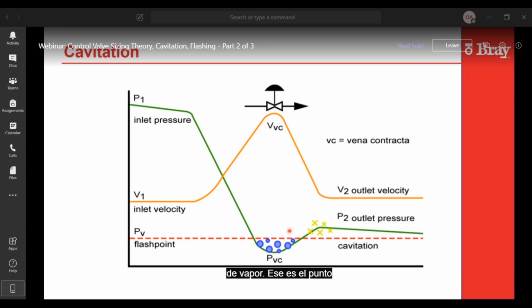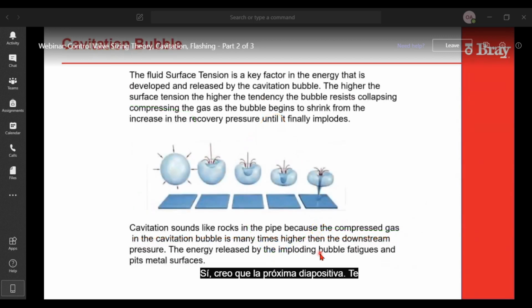That's the whole point of calculating the CV and also calculating the potential for cavitation. Yes, I think the next slide will explain a little better.